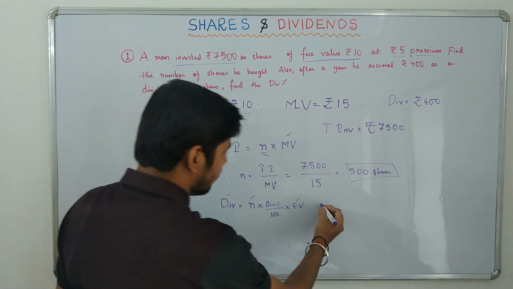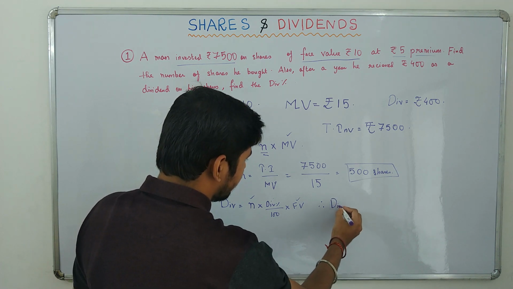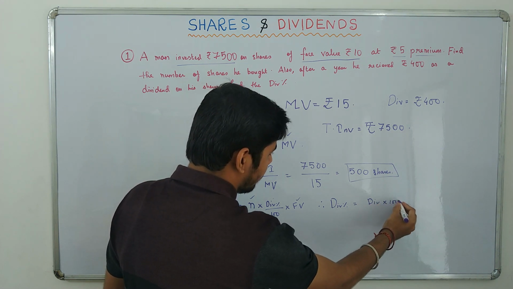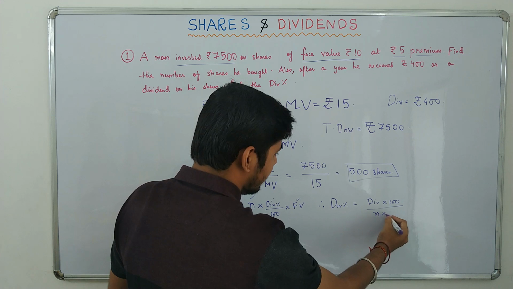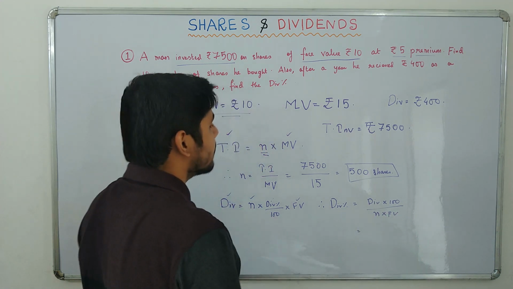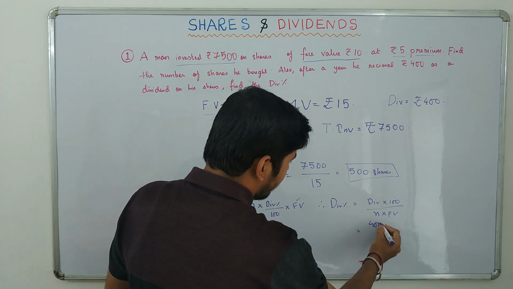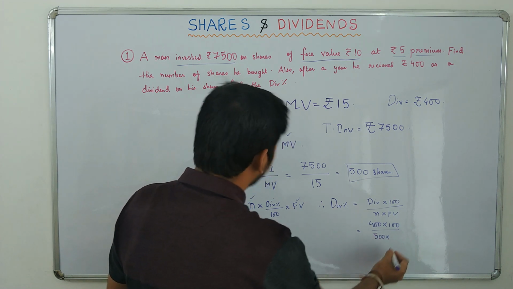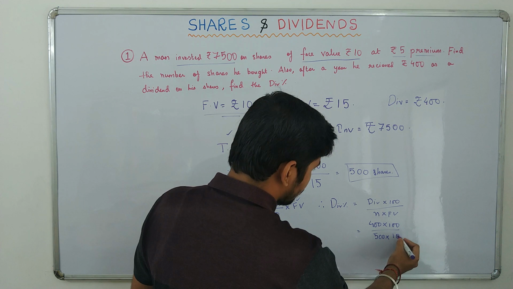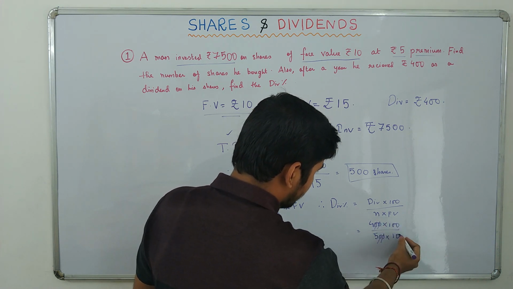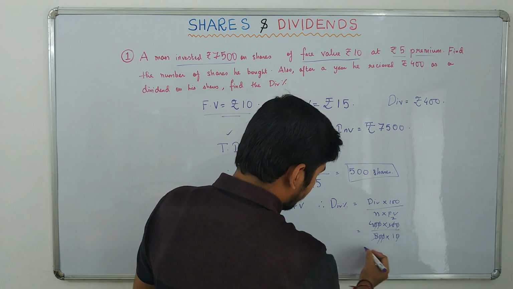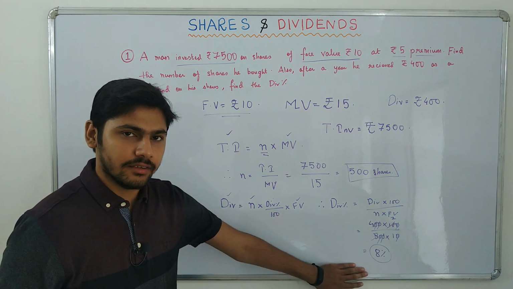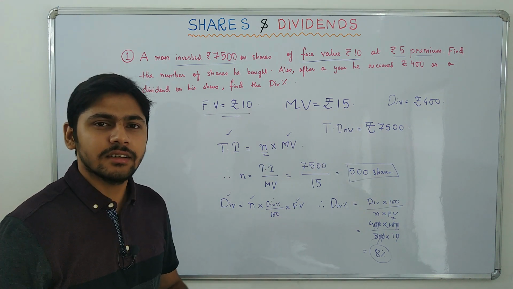Okay, therefore dividend percent is equal to dividend into 100 divided by the number of shares n into the face value, which will equal to how much? The dividend is 400 into 100, the number of shares is 500 that we calculated, and the face value is rupees 10. So this will go out, this will go out, and 5 2s are 10. So we have the answer as 8%. Okay, so we get the dividend percent as 8%. This was an easy sum. Now we will move on to the next sum.